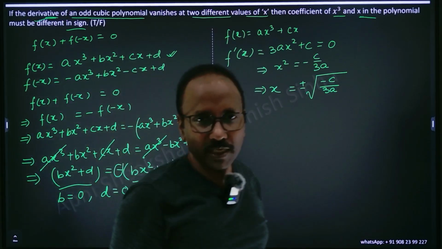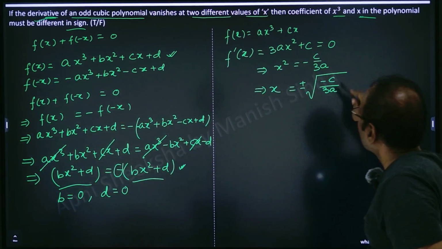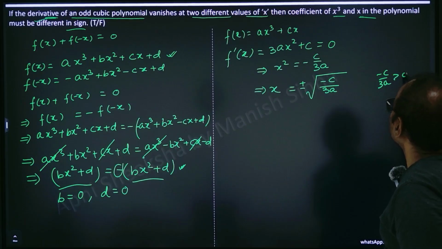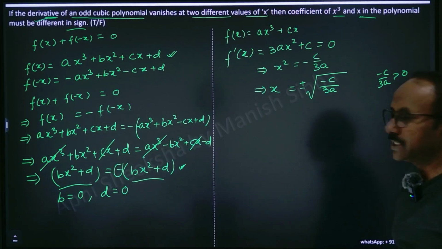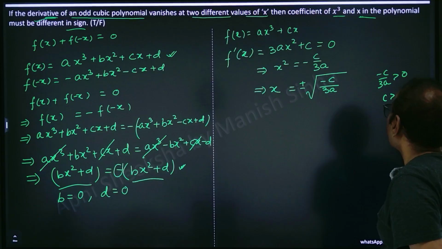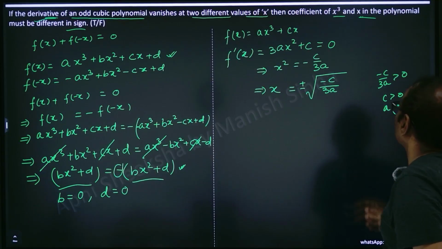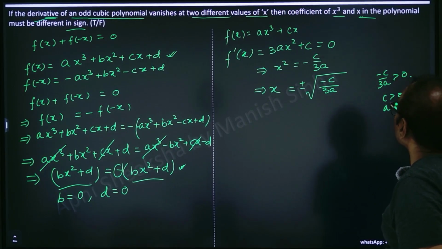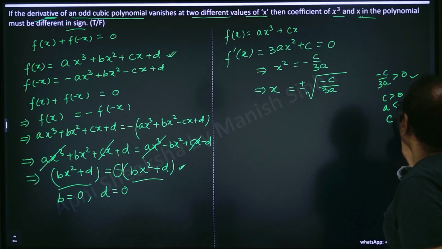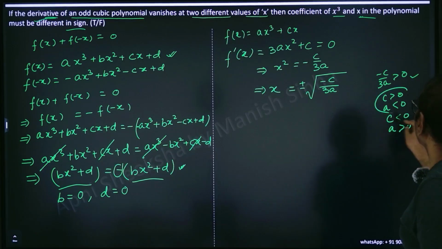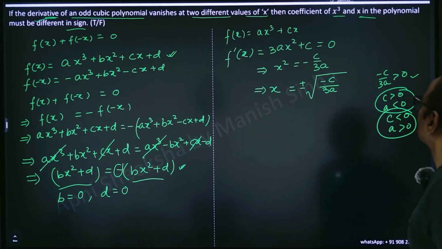Now for x to be real, minus c by 3a should be positive. But when will it be positive? When c and a are of opposite sign. Suppose c is greater than 0, then a should be less than 0, so that c by a will be negative, and minus of negative, the whole thing will become positive. Or if c is negative, then a should be positive. This is the condition.